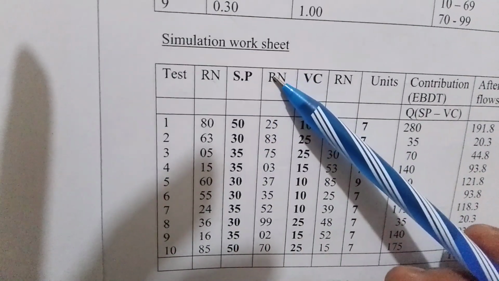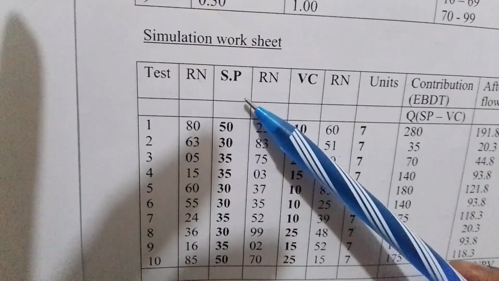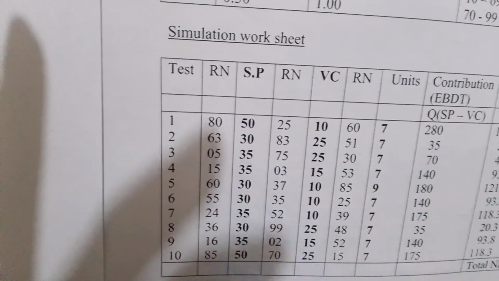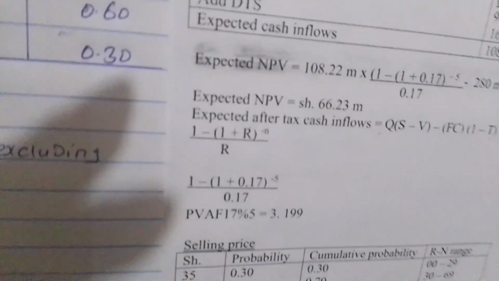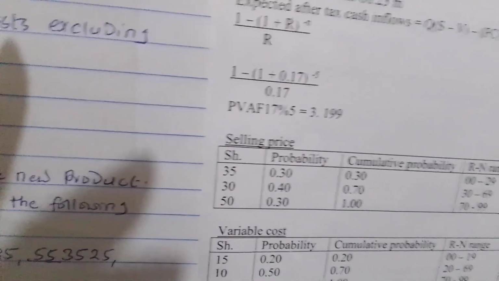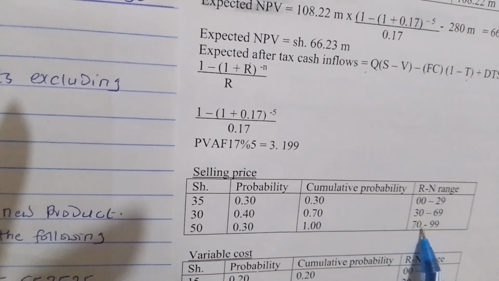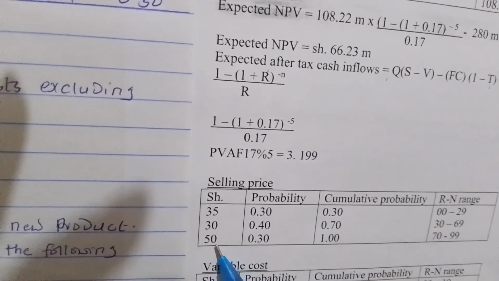Then selling price now. For these random numbers, for selling price, you ask yourself, 80 is in between what and what. Go to the selling price table which you drew there. 80, where is 80? 80 is between 70 and 99. So the selling price will be 50. You put your selling price here as 50.